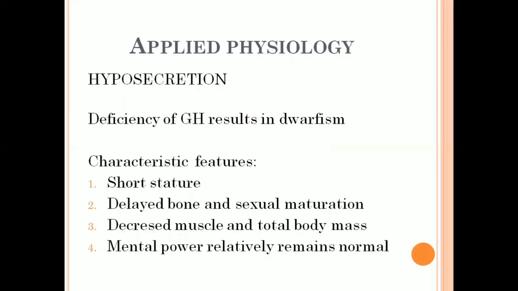Moving on to the applied physiology of growth hormone. Whenever growth hormone is secreted low or increased, it leads to clinical manifestations. Deficiency of growth hormone will result in dwarfism. It is a condition characterized by short stature, delayed bone and sexual maturation, and decreased muscle and total body mass. These three features are characteristic of dwarfism, because normal growth hormone will cause increased bone growth and increased muscle mass, but whenever growth hormone is decreased, there is delayed bone growth and so short stature, and there is also decreased muscle mass.